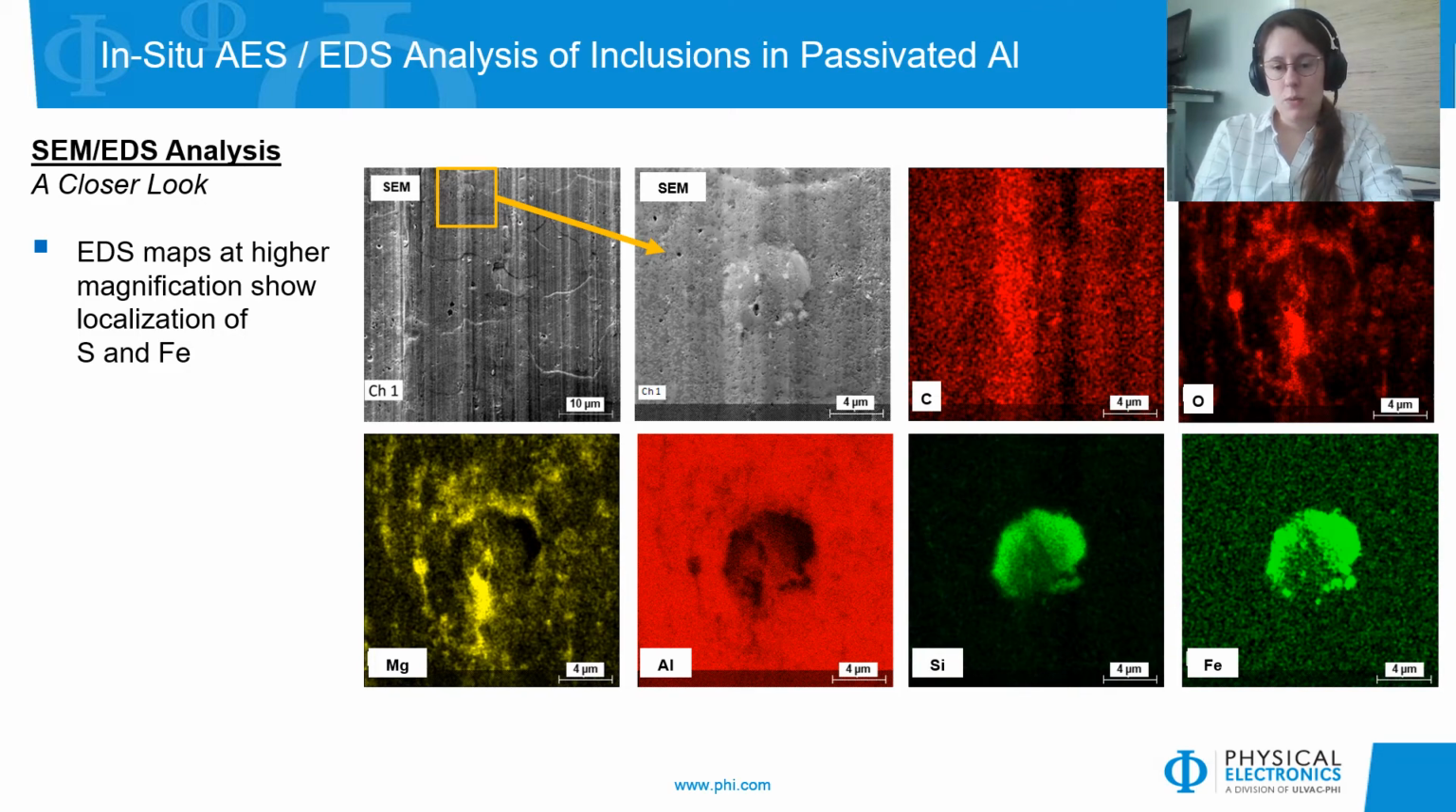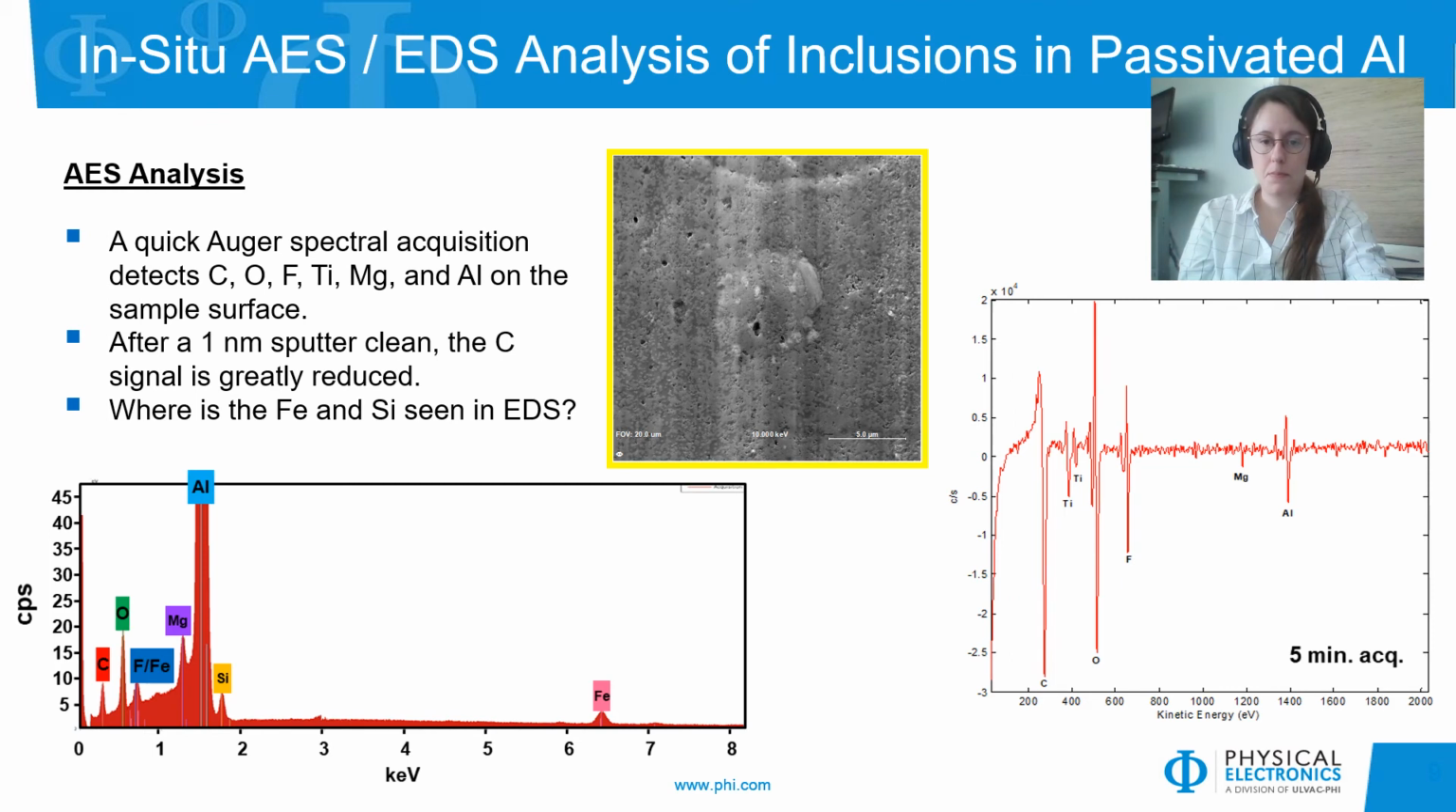So the idea here is we want to switch over to Auger in order to collect high spatial resolution images of these defect areas. So we switch over to Auger, and again, here's our EDS spectrum we collected from the same region in our SEM image. If we look at the Auger spectrum, we see carbon, titanium, oxygen, fluorine, magnesium, and aluminum. And those are all detected in the EDS spectrum as well, and we saw them in the EDS maps. So it's not a huge surprise to us.